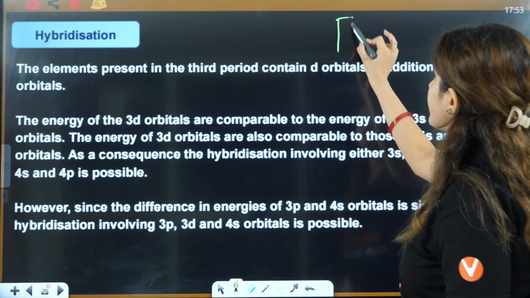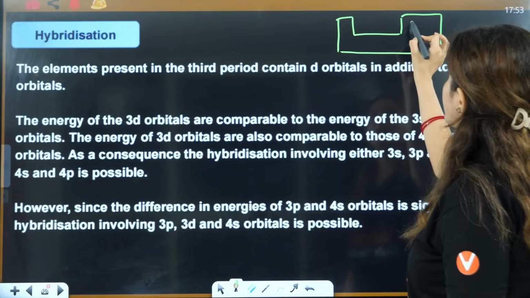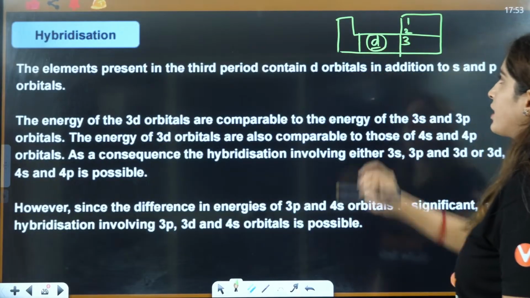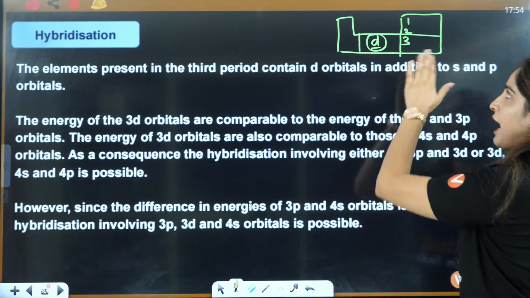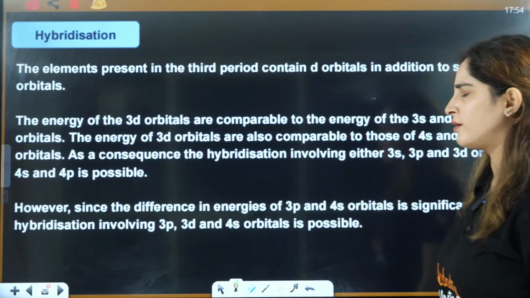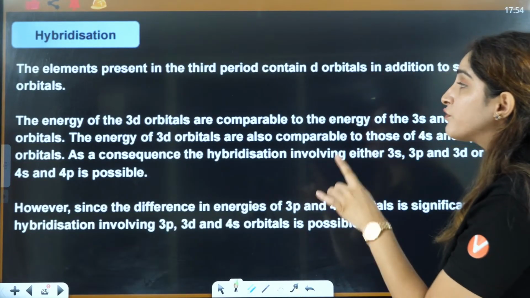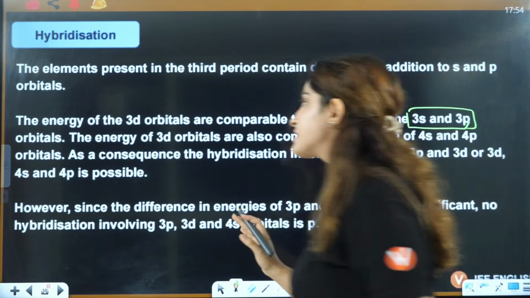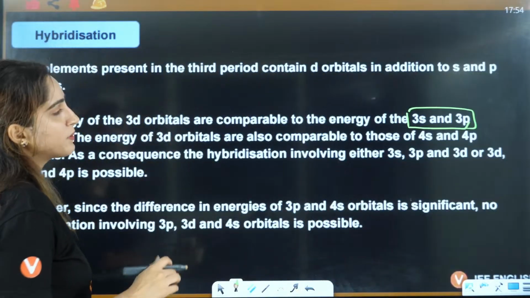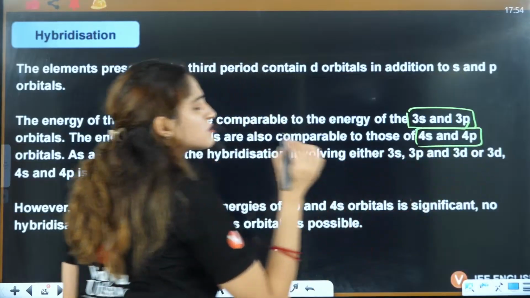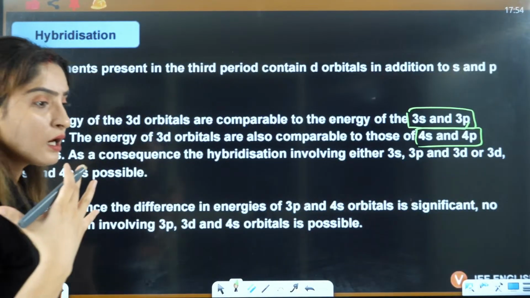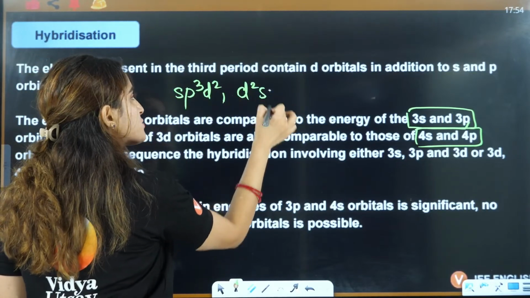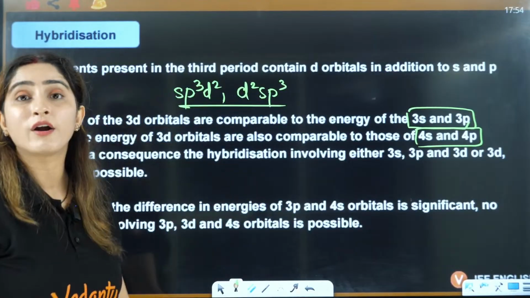If you have actually studied periodic classification, you must know that this is the first and this is the second period. In the third period, you will have the d block in front of it. So that means the third period elements will have vacant d orbitals also. The energy of 3d orbitals is comparable to the energy of 3s and 3p orbitals. The energy of 3d orbitals is also comparable to 4s and 4p. This is a very interesting point that we study in coordination chemistry, that we have sp3d2 and we also have d2sp3 hybridization for coordination number 6.